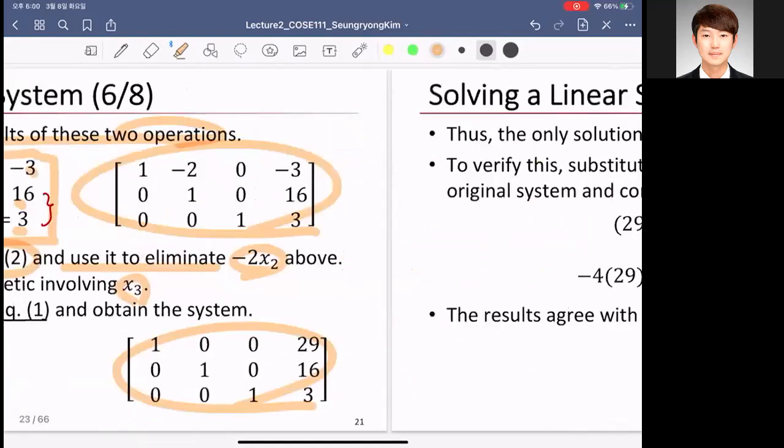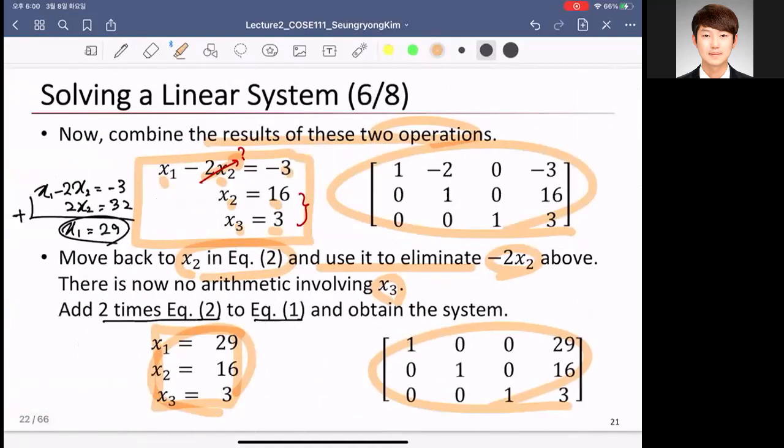Okay. So first of all, to check whether this one is the solution of our original system. How can we prove this one is the solution of our original system? How can we prove it? How do you know it is really the original solution?